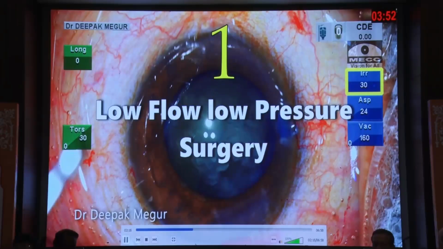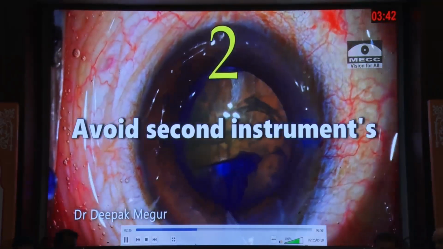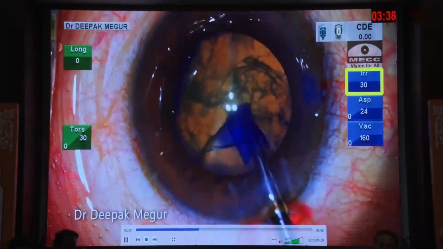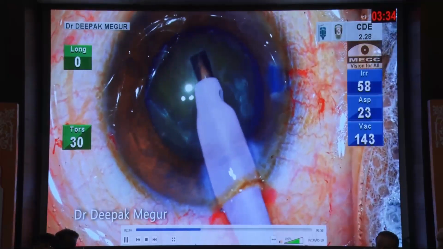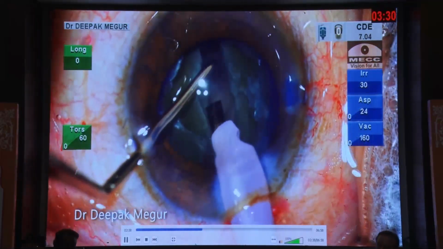So next would be your fluidics. They do play a role. Try to ensure that your bottle height is not very high. It has to be around 60 to 70 centimeters. You don't need most of the high-end machines. Lower-end machines also will work, but follow these principles. If you decrease the infusion, also decrease your aspiration flow rate and your vacuum to ensure that the chamber equilibrium is not compromised at any stage.